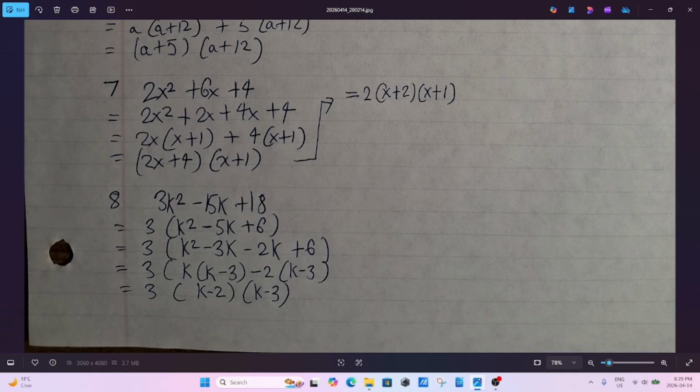Question 8, 3k squared minus 15k plus 18. We factor out a 3 from each of the terms. We get 3 times k squared minus 5k plus 6. We can split the 5k into minus 3k and minus 2k, so that we get k times k minus 3 minus 2 times k minus 3, which is equal to 3 times k minus 2 times k minus 3.